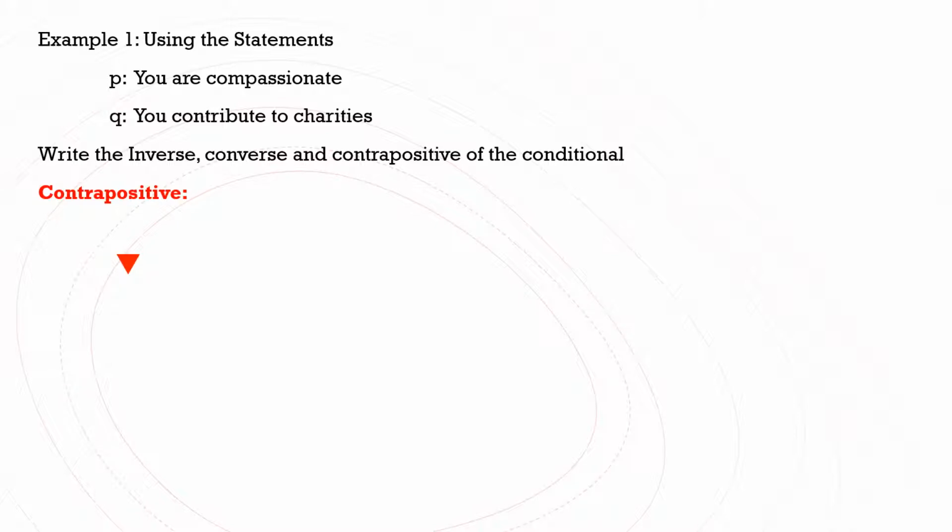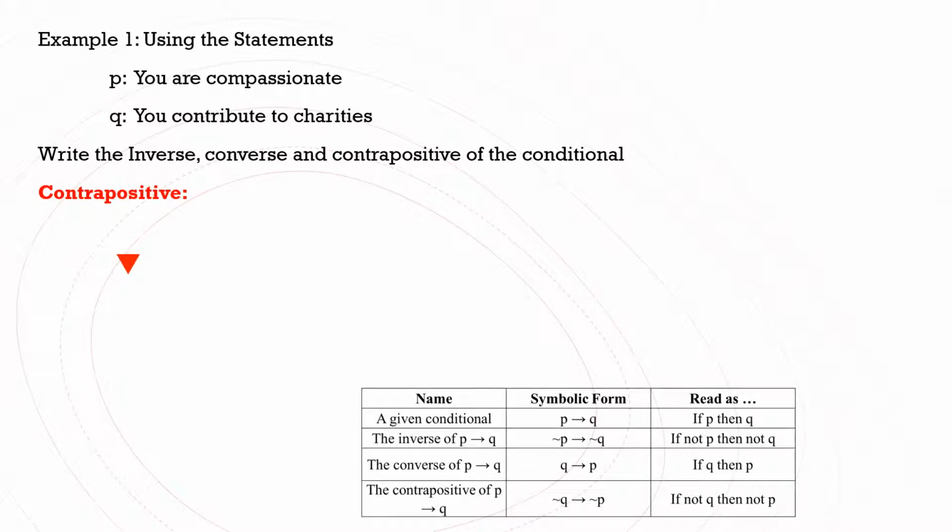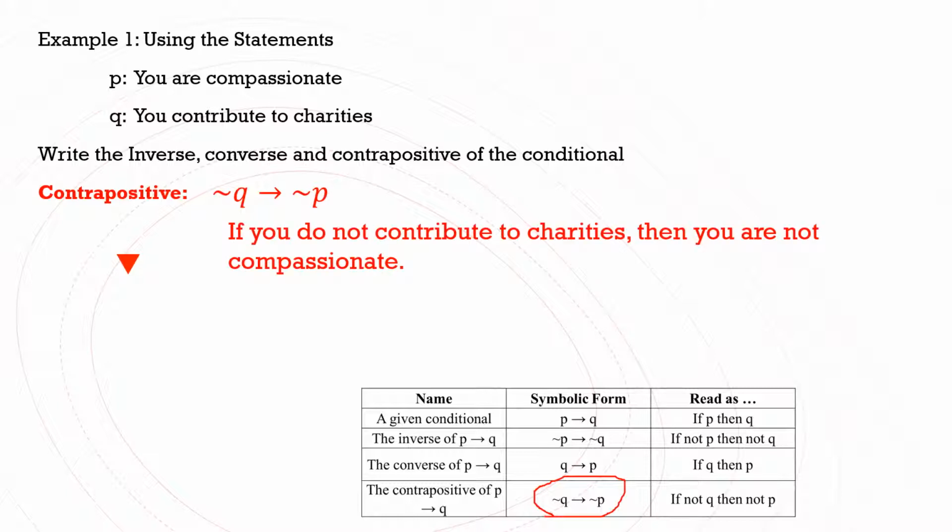This is our last slide, our last example. The contrapositive, if we look at our little table here, is where we switch the order and then we negate them. So not Q implies not P. So not Q, that would be you do not contribute to charities, and not P would be you are not compassionate. So if you do not contribute to charities, then you are not compassionate.